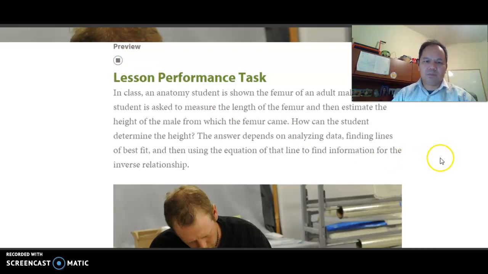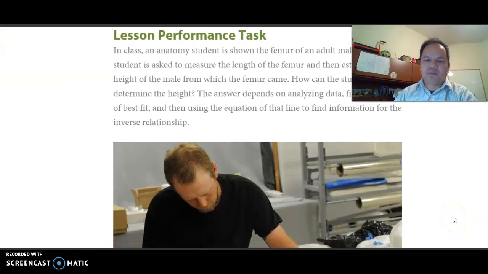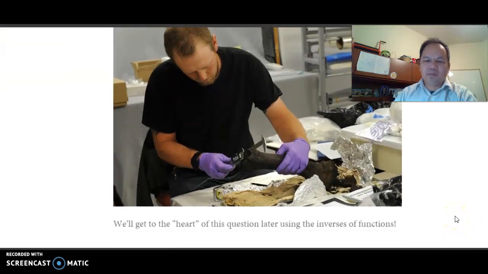Preview. Lesson performance task. In class, an anatomy student is shown the femur of an adult male. The student is asked to measure the length of the femur and then estimate the height of the male from which the femur came. How can the student determine the height? The answer depends on analyzing data, finding lines of best fit, and then using the equation of that line to find information for the inverse relationship. We'll get to the heart of this question later, using the inverses of functions.